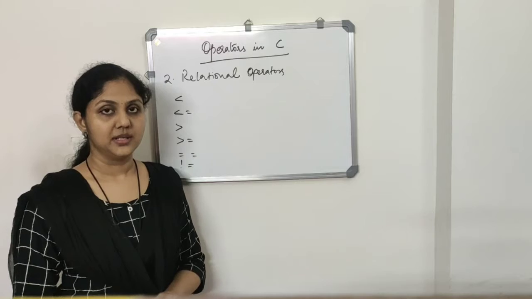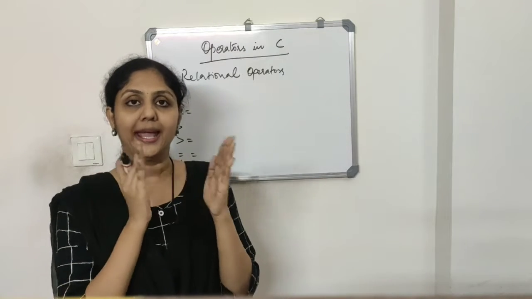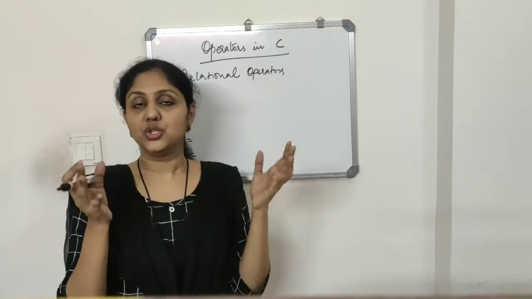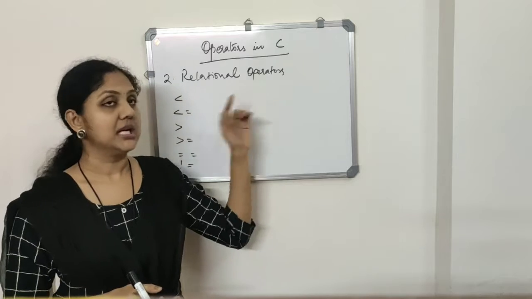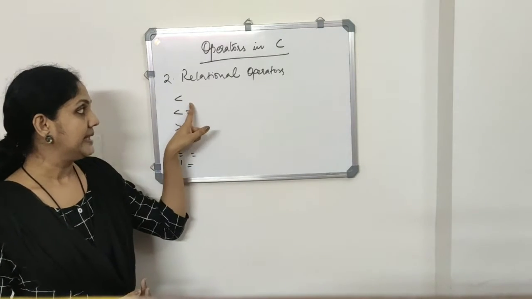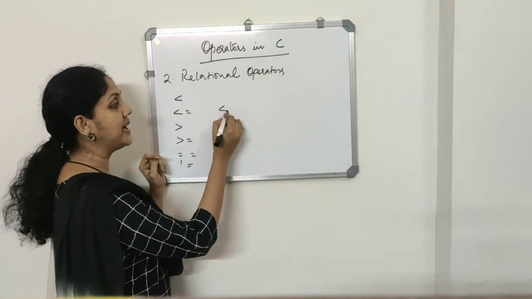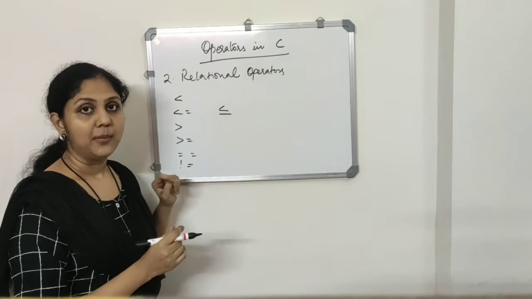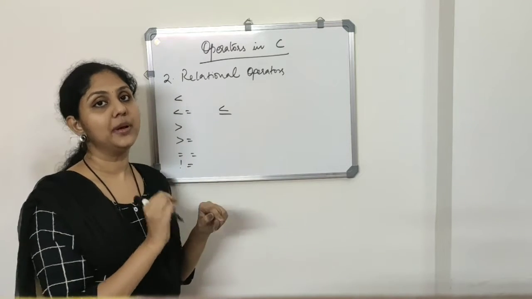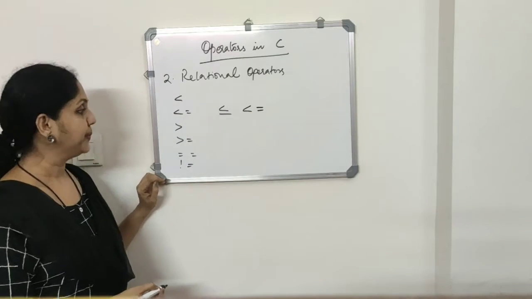Relational operators. If we want to compare two quantities, two ages, two heights, two weights, or any two numbers, then we go for the relational operators. The relational operators in C are, this is less than or equal to. In mathematics we write less than or equal to like this. But in programming, we have to type the less than symbol first and then the equal to symbol. So, less than or equal to.